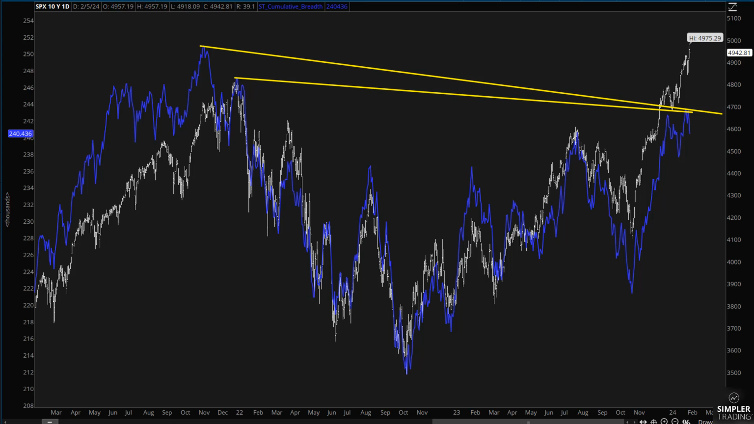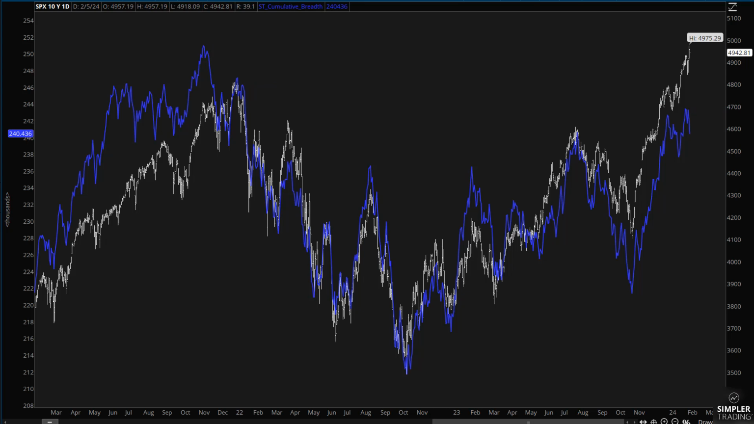And the reason we're so focused on this is that if you look back through history at technical signs that tend to accompany long-term tops, cumulative breadth divergence is one of the very few that you can see at almost every long-term top. Now, even with that observation, this is only a warning.